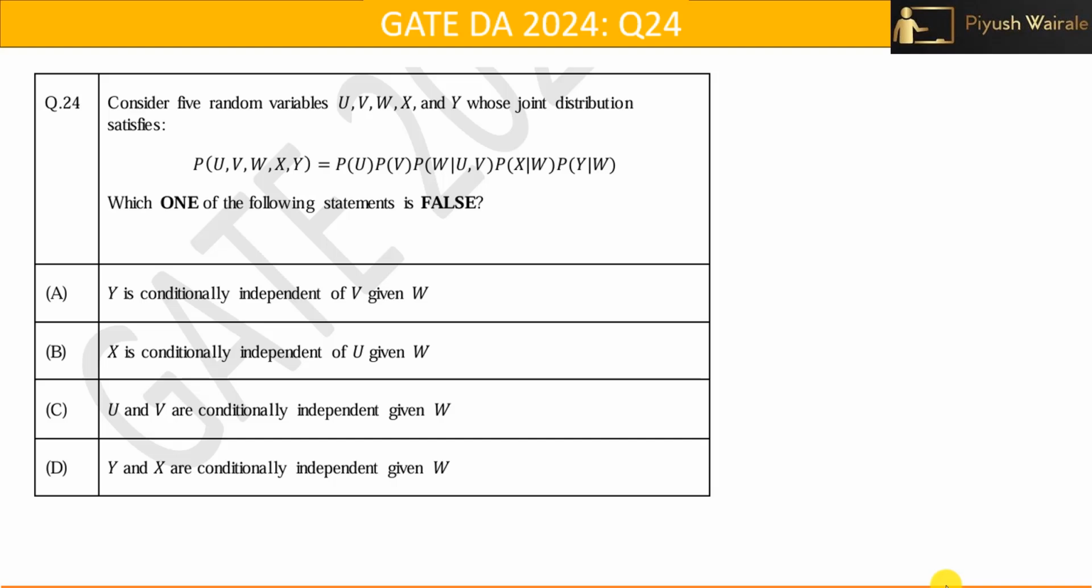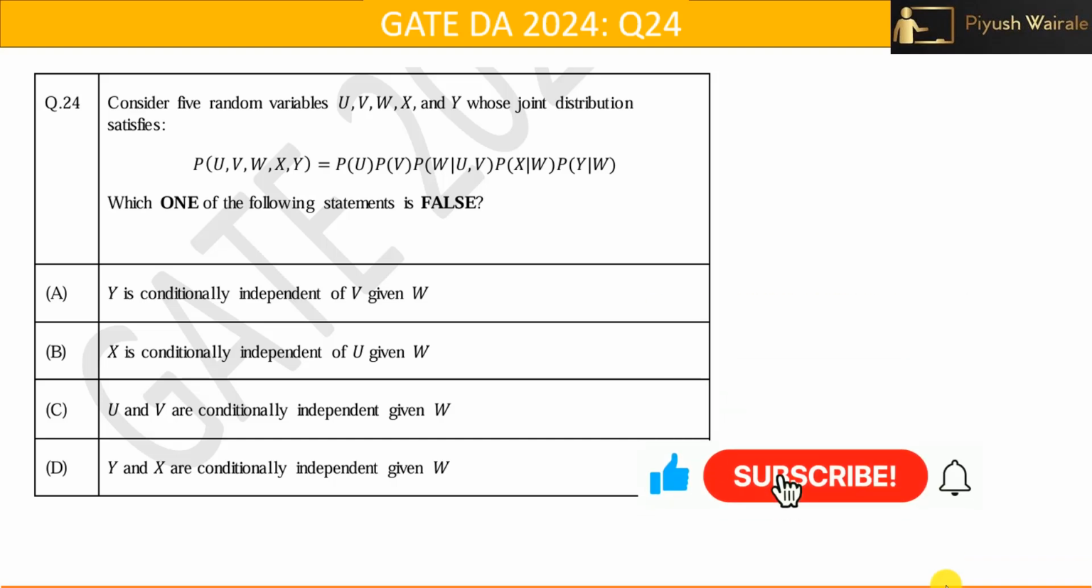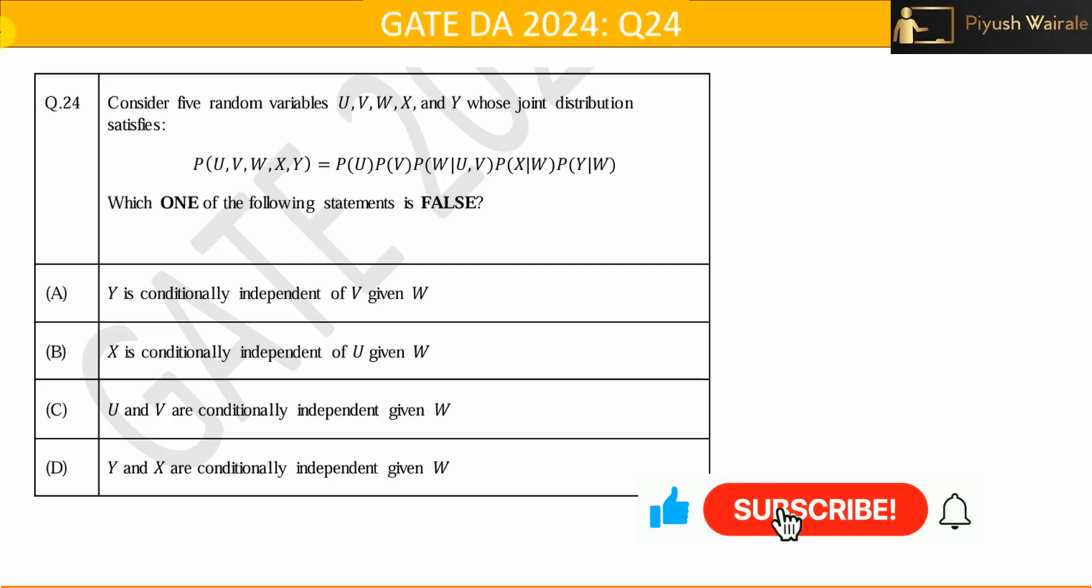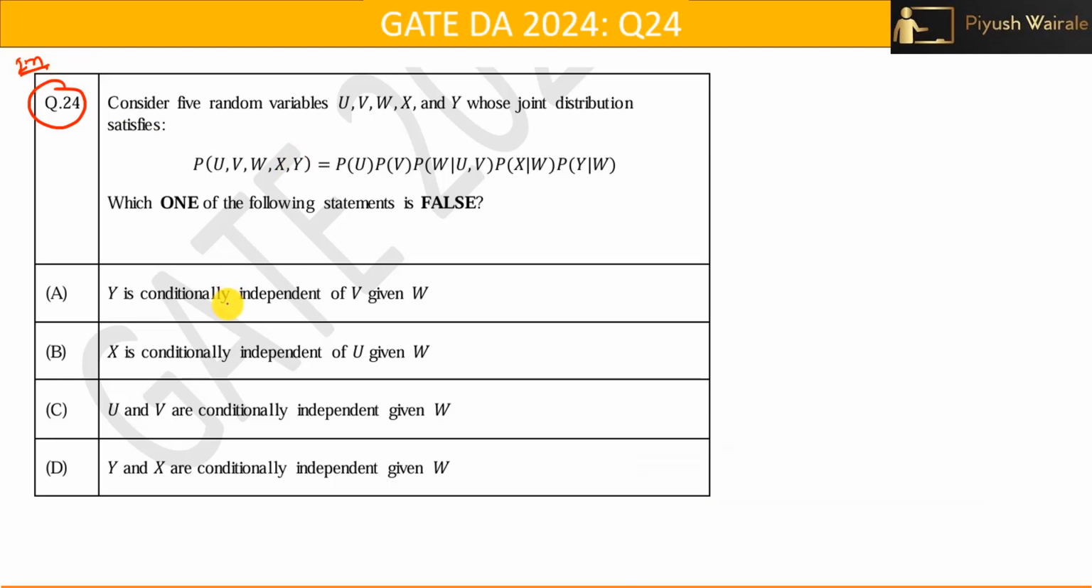Hello everyone. In this video, let us discuss question number 24. It was asked for 1 mark. This question looks like a joint distribution question, so it is based on joint distribution. We have also discussed this in detail in our AI course in the case of Bayesian network and Markov chain. I hope you remember that.